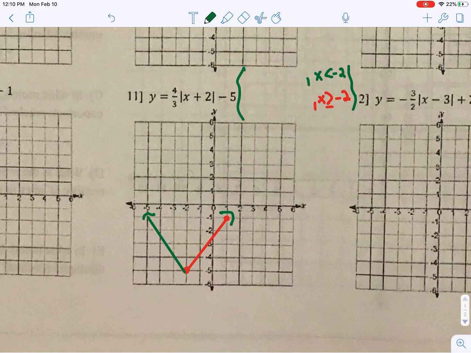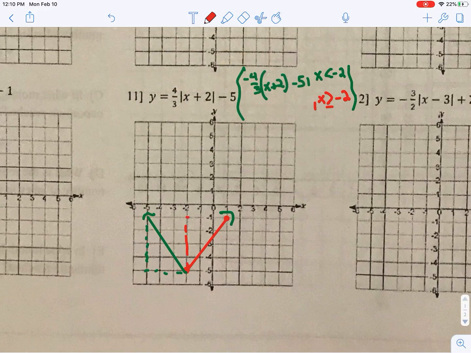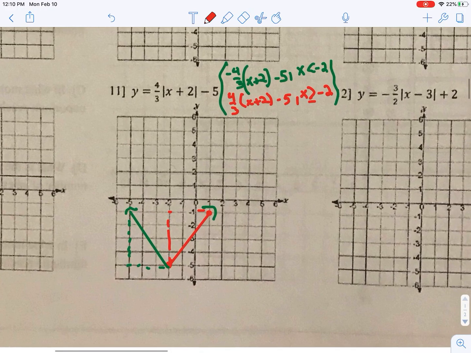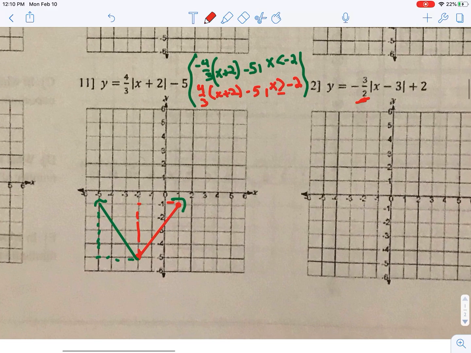So for the green part, it has a -4/3 slope. So the slope of that line is down 4/3. And then I'm going to plug in my point of x plus 2 minus 5. And then for the red part, I'm going up 4/3. So it's going to be 4/3 x plus 2 minus 5. And there it is.